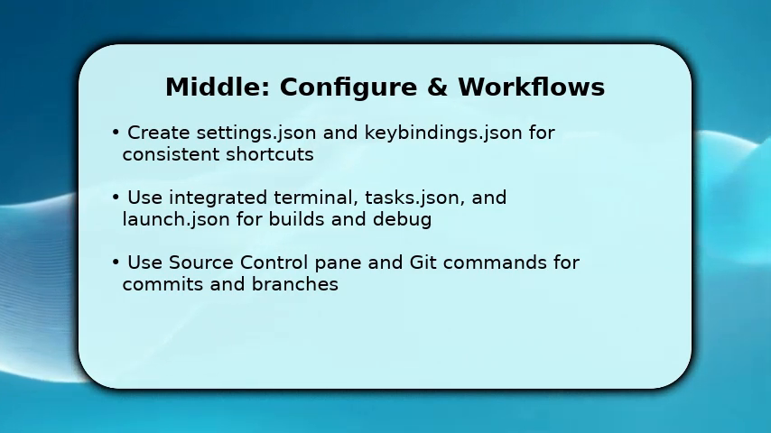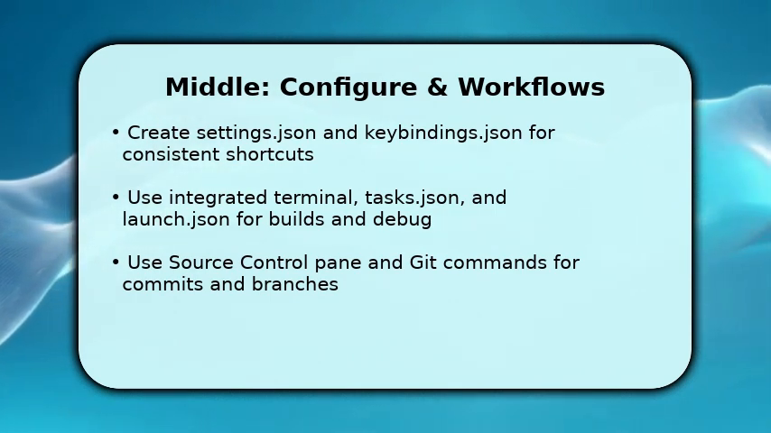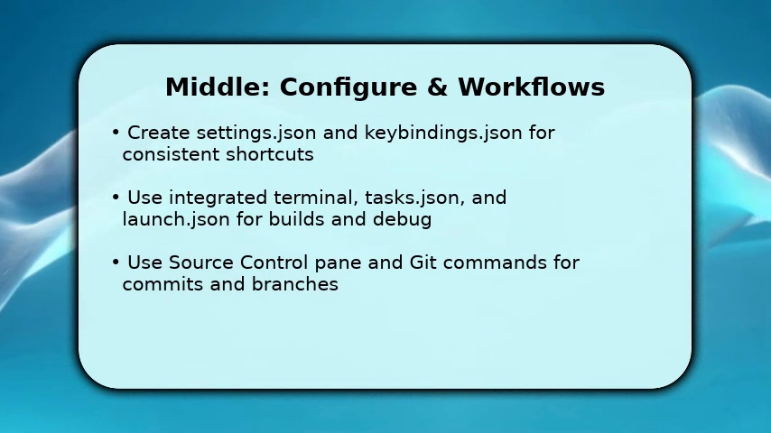Finally, use the source control pane, stage changes, create branches, and run commits. That keeps history clean and integrates with CI pipelines. These steps finish by running lint and tests to validate everything. You want a clean green build before merging.